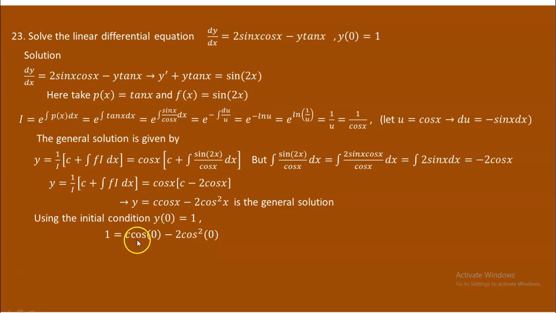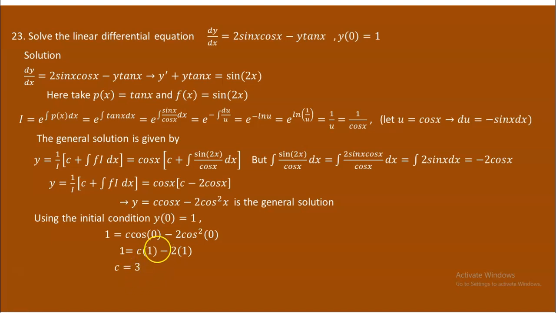And we knew that cosine 0 is 1, right? So this is going to be 1 equals c times cosine 0, which is already 1, minus 2 times cosine squared 0, which actually is 1 squared, 1. And from this, you can have 1 equals c minus 2. So the value of c is clearly 3. So dear students, c is now obtained.